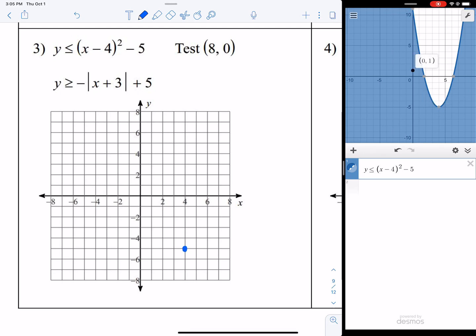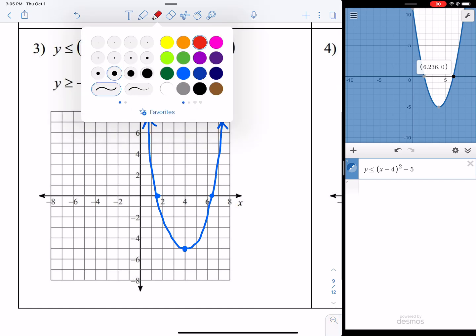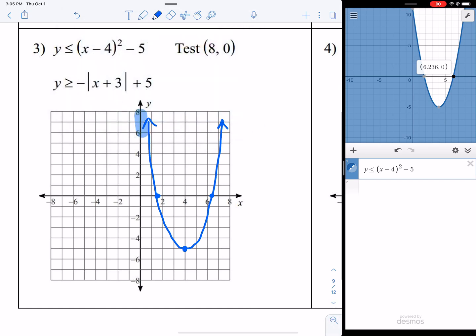Okay, then let's see. We just want that x-intercept because you want ones that are on that quadratic, that parabola. So 1.764, maybe it's about right there. And then 6.2 is about right there, and it's solid. So just draw a nice parabola that looks solid. Then shade underneath it with blue.